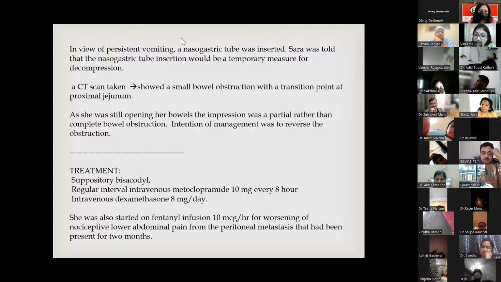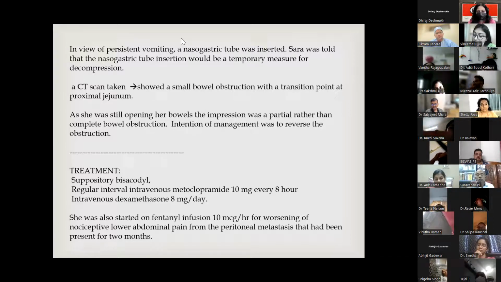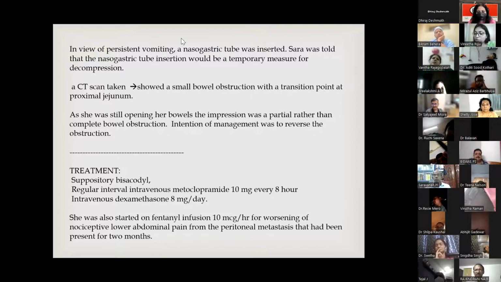So here what was done was that she was given a bisacodyl suppository, regular interval intravenous metoclopramide, 10 milligram for 8 hours duration, and intravenous dexamethasone, 8 milligram per day. She was also started on fentanyl infusion, 10 microgram per hour, for worsening of nociceptive lower abdominal pain from the peritoneal metastasis that had been present for 2 months. So probably by then she started having pain.